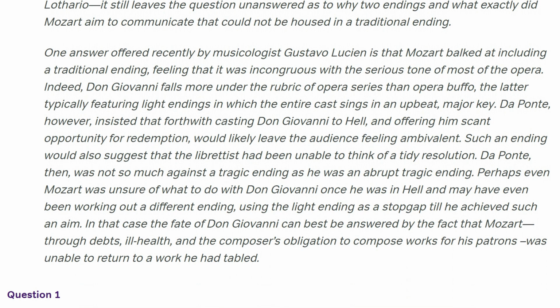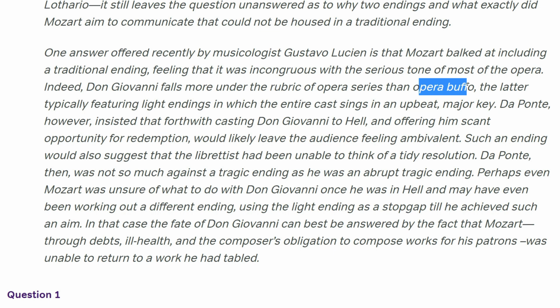Indeed, Don Giovanni falls more under the rubric of opera seria than opera buffo. No idea what this means. So Don Giovanni falls more under this rubric than this rubric, the latter typically featuring light endings in which the entire cast sings in an upbeat major key. So yeah, the author's just agreeing that it's one of those serious operas, not the light ones.